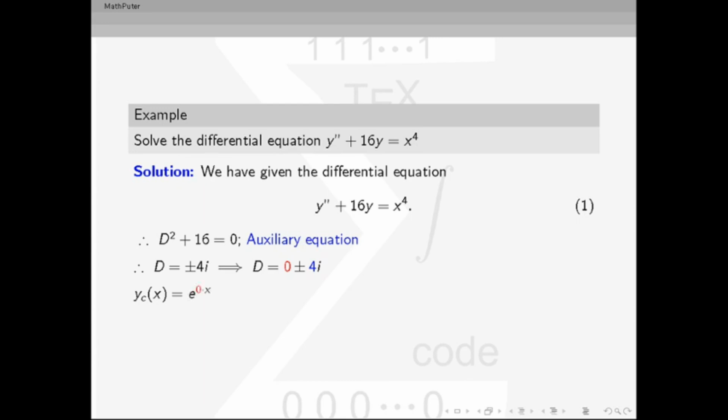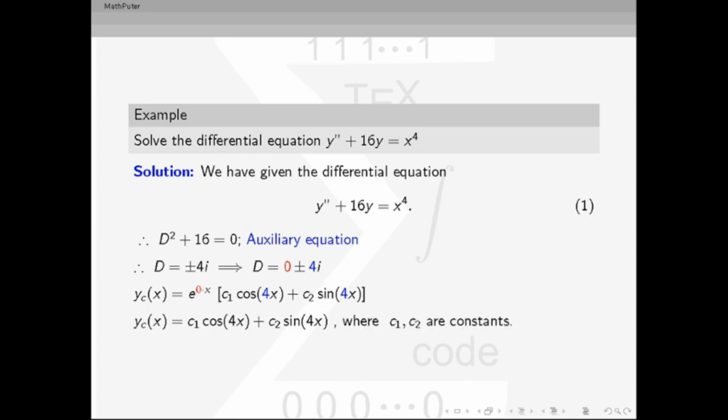The real part becomes the power of the exponential, which is e raised to 0x. Then we have cos 4x, since the imaginary part is 4, plus sine 4x, and then we multiply by the constants c1 and c2. So the complementary solution is c1 cos 4x plus c2 sine 4x, where c1 and c2 are constant quantities. Okay, now let us go for the particular integral.